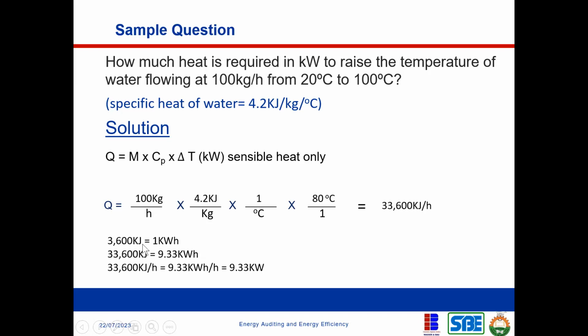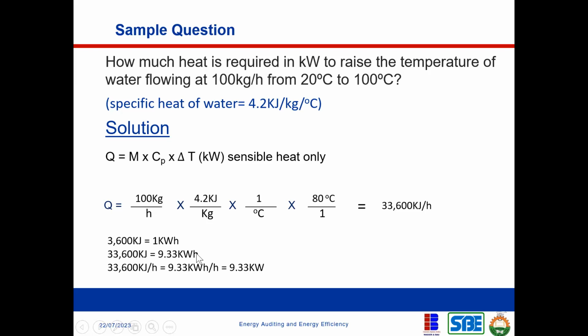Now, okay, so we have 3,600 kilojoule per hour, right? So this 3,600 kilojoule, remove this hour, 33,600 kilojoule, what does it give us in kilowatt hour? So if you do 33,600 kilojoule, you can cross multiply this: 33,600 times 1 divided by 3,600. When you do that, you have 9.33 kilowatt hour.